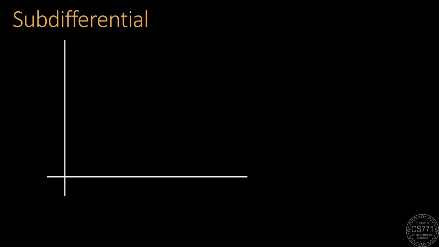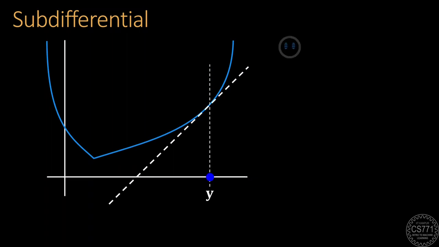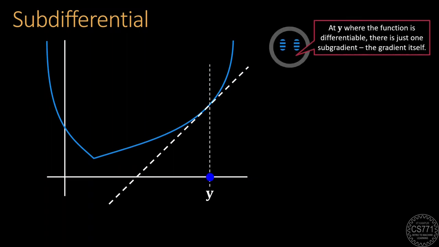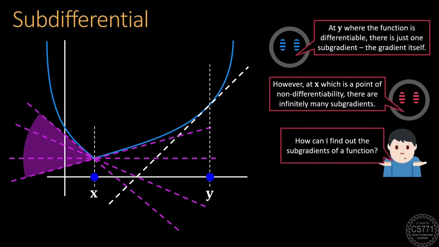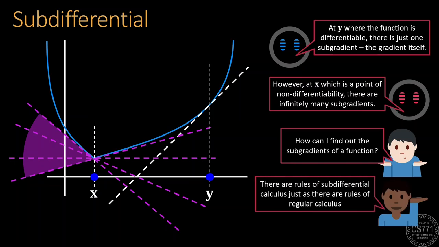To appreciate this concept better, let's take this example of a convex function with a point of non-differentiability. At this point y, where the function is differentiable, we see that there is a unique tangent and hence a unique subgradient, namely the gradient itself. However, at a point of non-differentiability, let's say the point x here, we find that multiple, actually infinitely many, tangents can be defined, all of which lie below the function curve and touch it at that point. For each such tangent, we get a subgradient, and the collection of all these subgradients is called the subdifferential. Finding the subgradients of a function can be tricky, but the process is made easier by certain handy rules of subdifferential calculus.